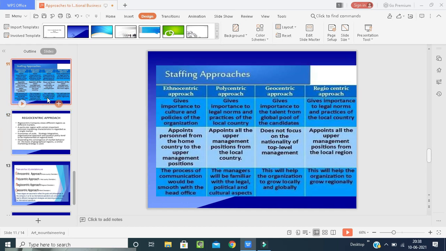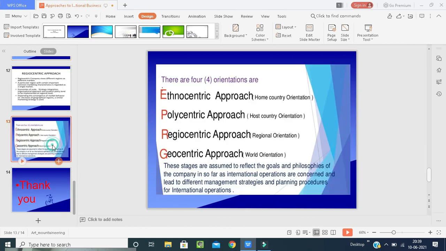If you see in these pictures, what are the different approaches in the ethnocentric approach, polycentric approach, geocentric approach? How does it work, and what things are there? What we discussed, I have just kept in one paragraph. Today we have just completed the approaches of international business: ethnocentric approach, polycentric approach, regiocentric approach, and geocentric approach.